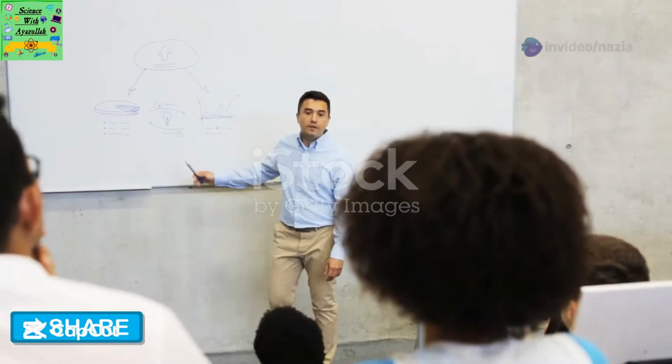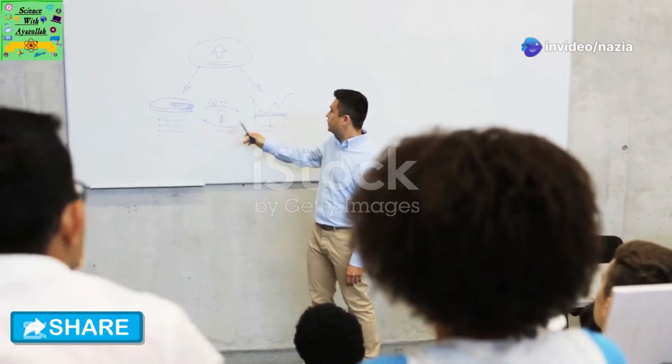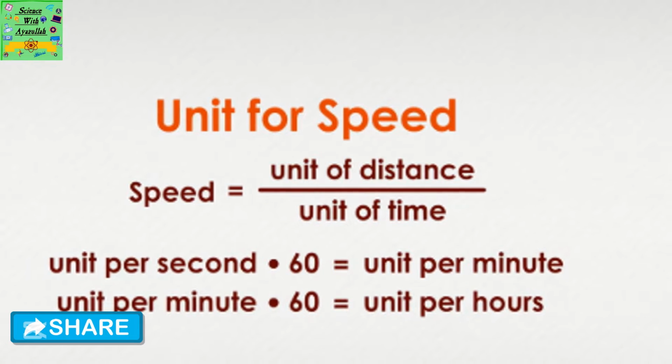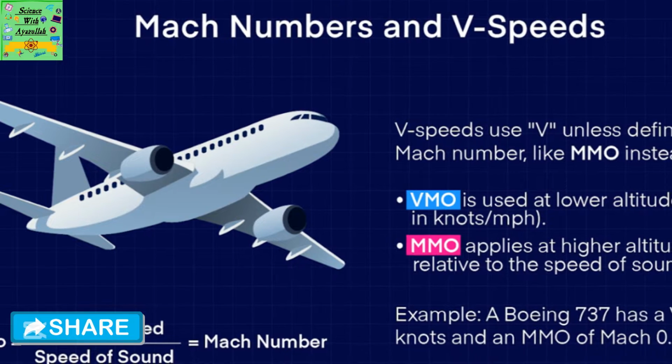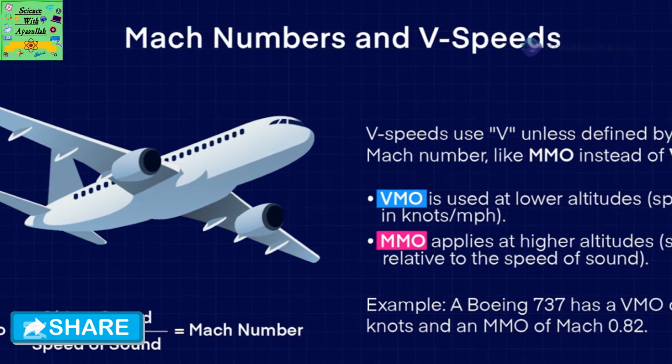Hey there students, today I'm going to help you understand the fascinating world of speed units. Now you might have heard of knots, Mach, miles per hour and kilometers per hour. Ships measure speed in knots, aeroplanes use Mach, and different countries use different units for road speeds.